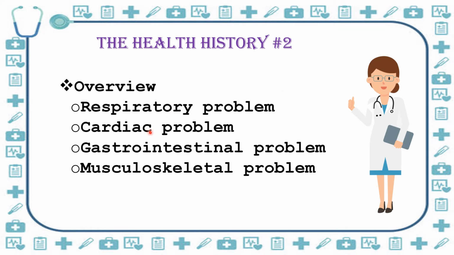For the overview of your health history, you have to include the following: respiratory problem, cardiac problem, gastrointestinal problem, musculoskeletal problem, because all of these systems are related closely and the manifestations may be related with each other.